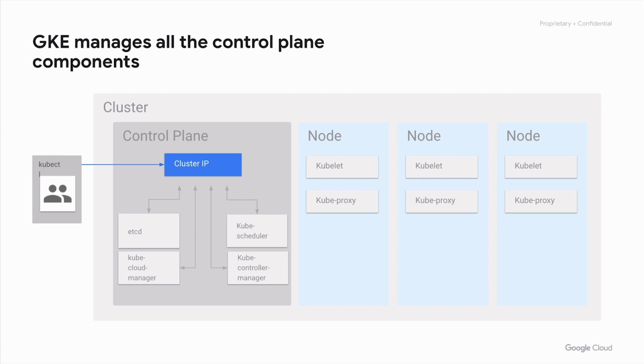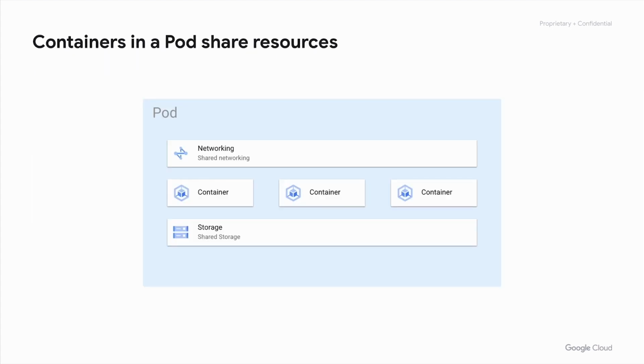GKE manages all the control plane components for you. It still exposes an IP address to which we send all of our Kubernetes API requests, but GKE takes responsibility for provisioning and managing all of the control plane infrastructure behind it. It also abstracts away having a separate control plane, and the responsibilities of the control plane are absorbed by Google Cloud, and you're not separately billed for your control plane.